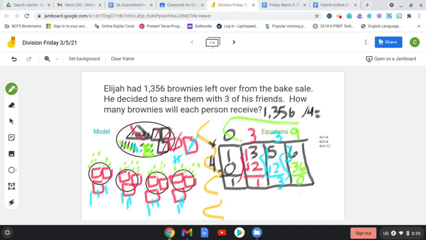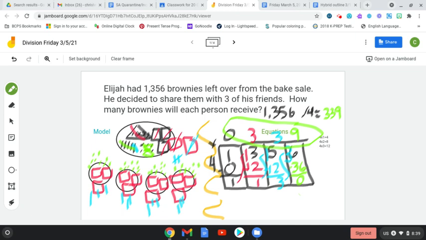I just have my quotient here of 339. Now I'm going to make sure that this matches what is inside of a group. So I have 3 hundreds, I have 3 tens, and I have my 9 ones. So 1,356 divided by 4 is 339, which means Elijah and his friends would each get 339 brownies.